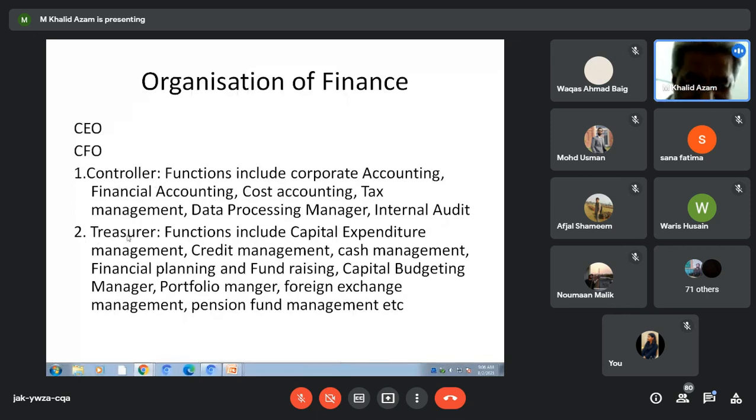Now coming to the second, very important part, the treasurer. This treasury function is something different in organizations. As far as finance is concerned, it is the treasury function that has become important.